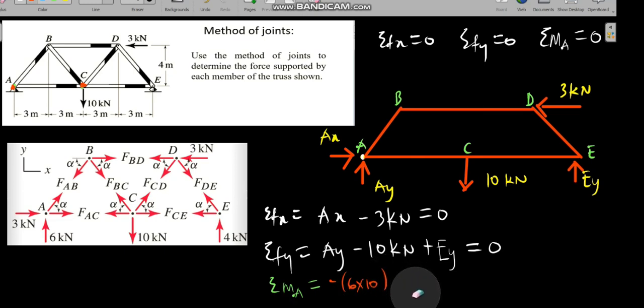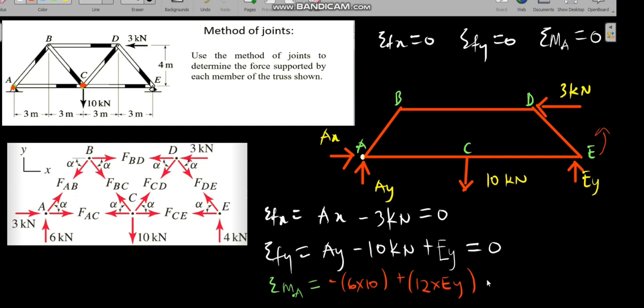Okay, so now let's continue. Let's look at the moment for this force also. That will be the force times the perpendicular distance, but this one will cause an anti-clockwise moment, so it will be positive. So that will be plus the perpendicular distance, which is 3 plus 3 plus 3 plus 3, so that will be 12. So that will be 12 times Ey.